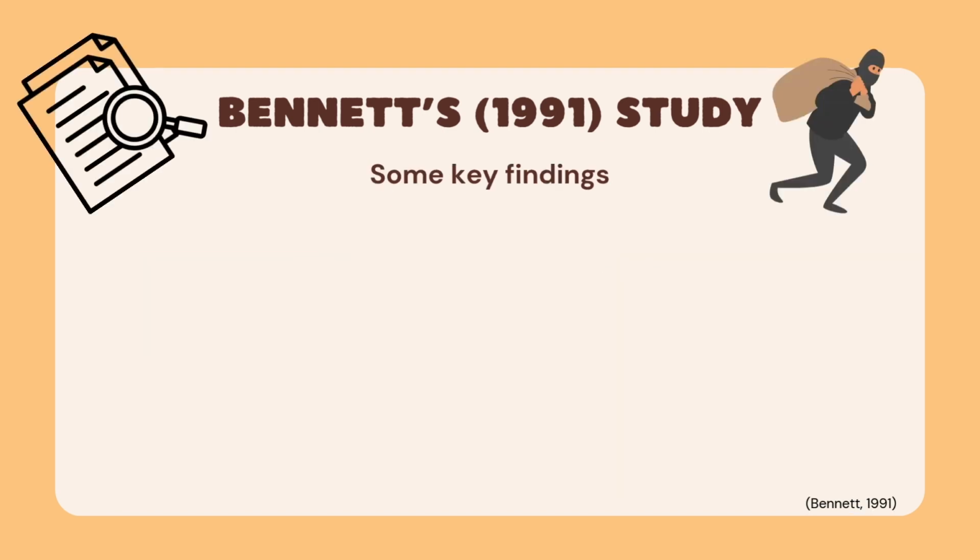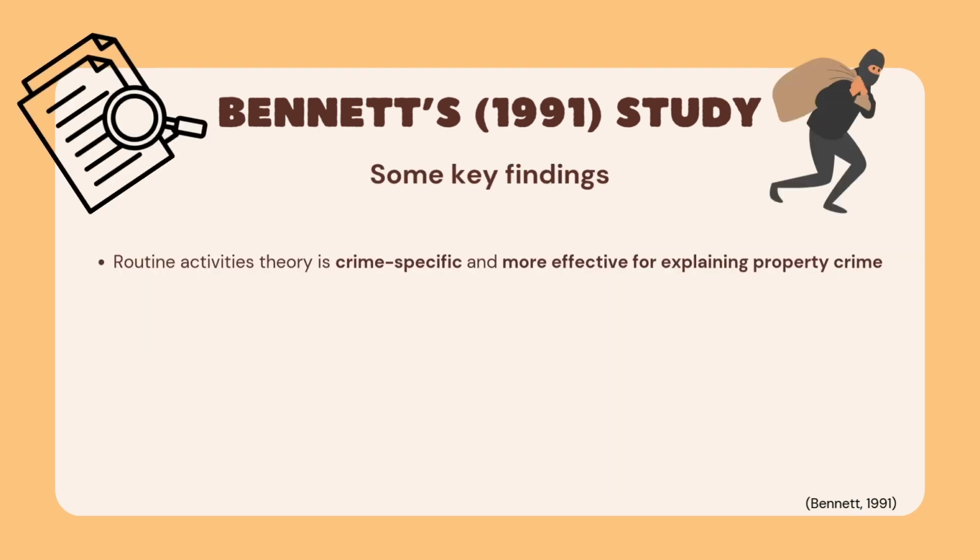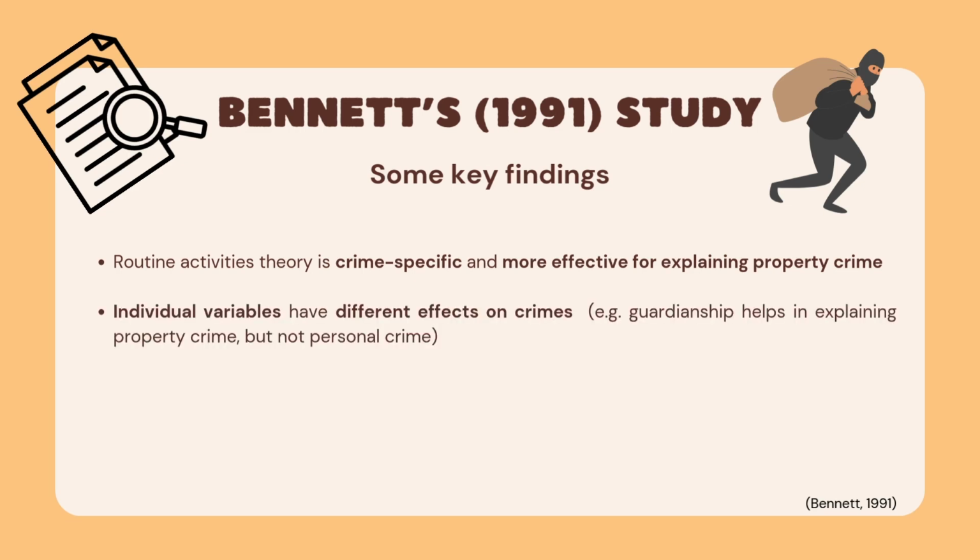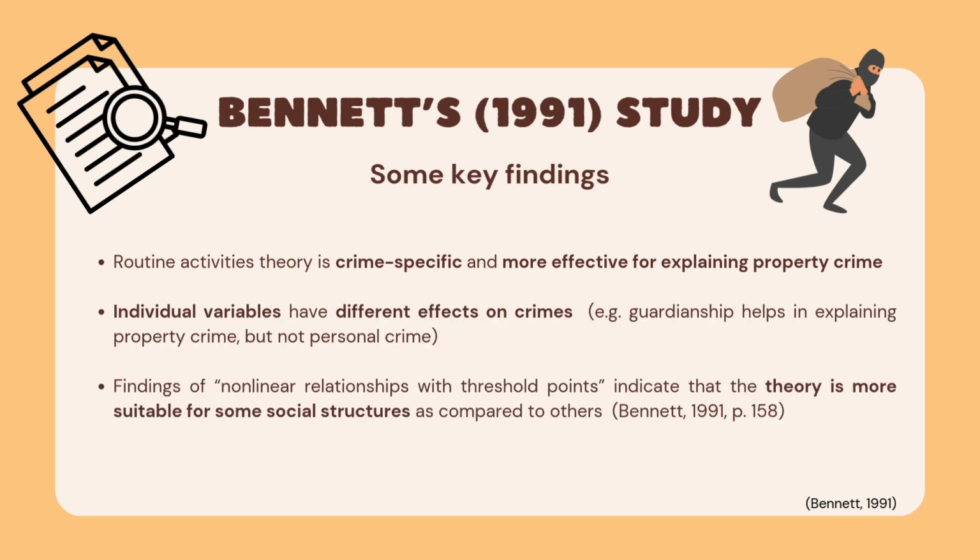Let's move on to some of the key findings. The results further corroborate that the routine activities theory is crime-specific, and it is more effective for explaining property crime as compared to personal crime. Individual variables also have different effects on crimes. Furthermore, the findings of nonlinear relationships with threshold points indicate that the routine activities theory is more suitable for some social structures as compared to others.